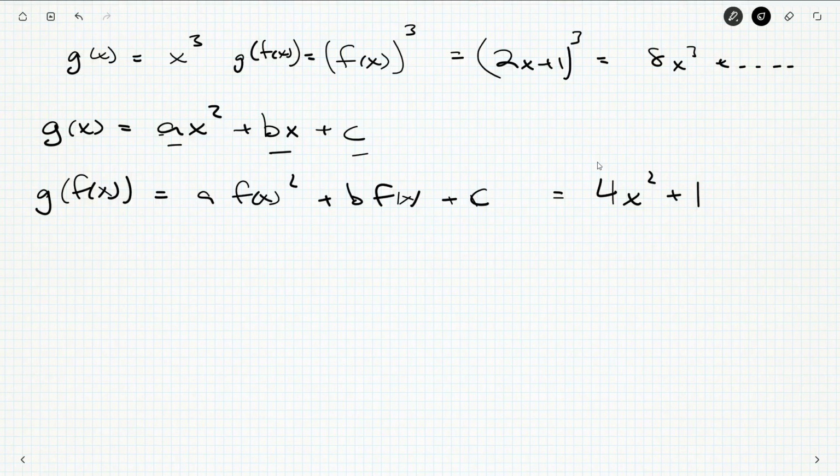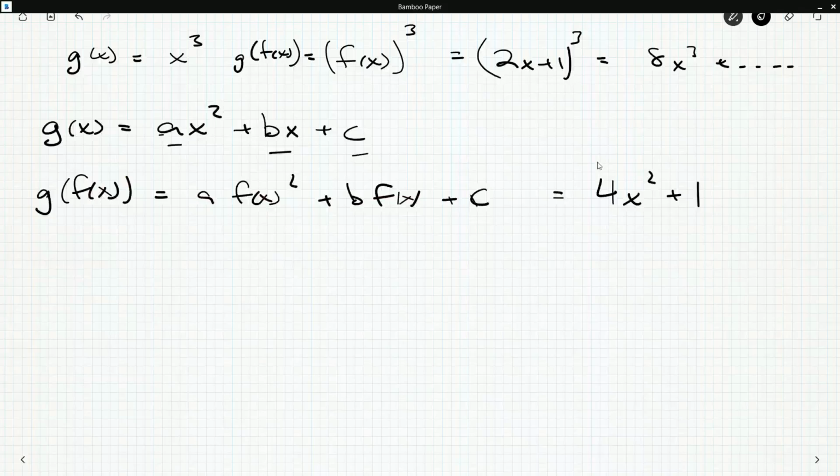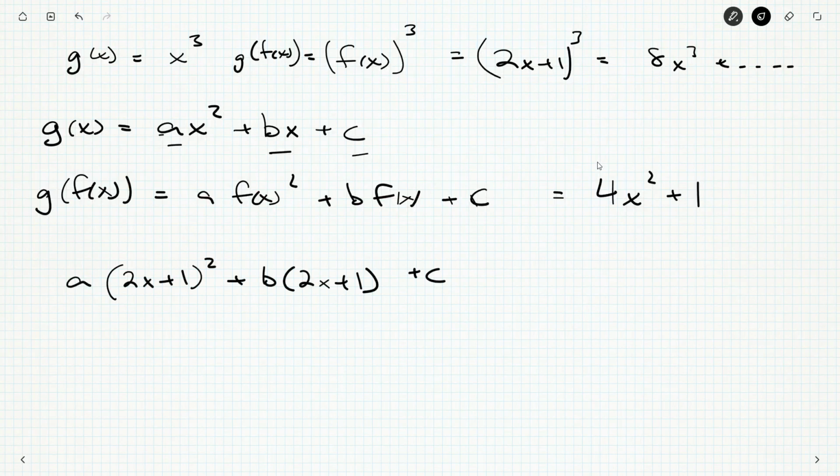But we know what f of x is. It is 2x plus 1, right? Just before I continue on and finish out the calculation, got to make sure. Okay. So that would be a 2x plus 1 squared plus b 2x plus 1 plus c. And we expand this out, a 4x squared plus 4x plus 1 plus b 2x plus 1 plus c.